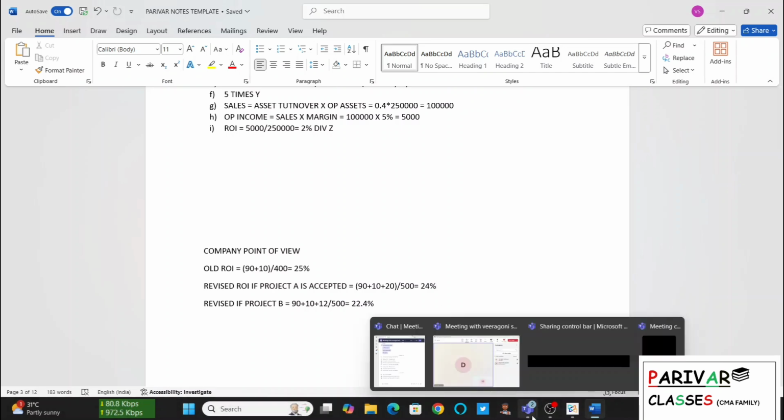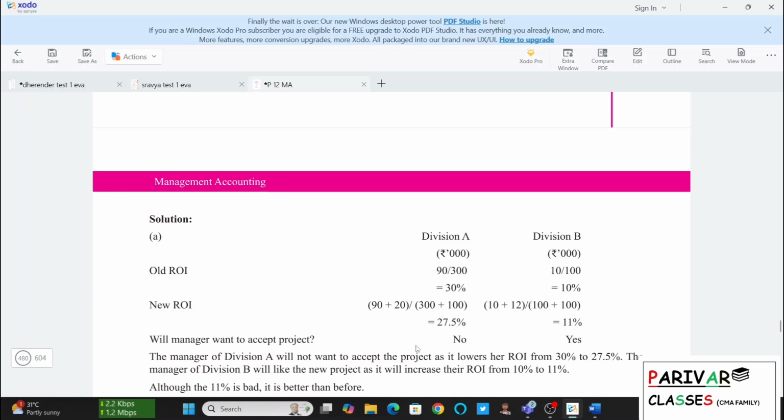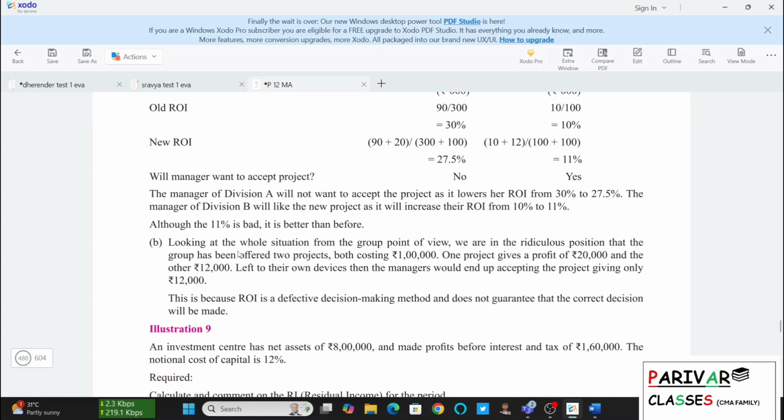But if we see from the division point of view, division A's ROI is reducing, whereas division B's ROI is increasing. Division B manager is saying, I will accept. Division A manager is saying, I will not accept. It is better in terms of their division thinking. But when we think from the overall company point of view, we are getting the answer that accepting division A's project is better. So we have to write like this.